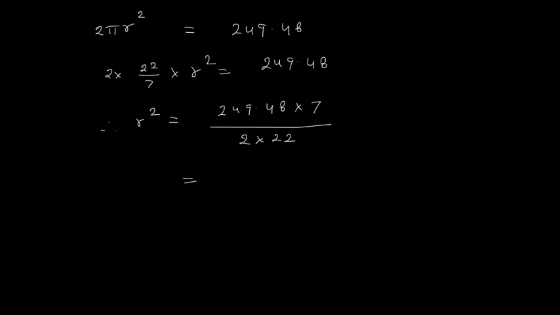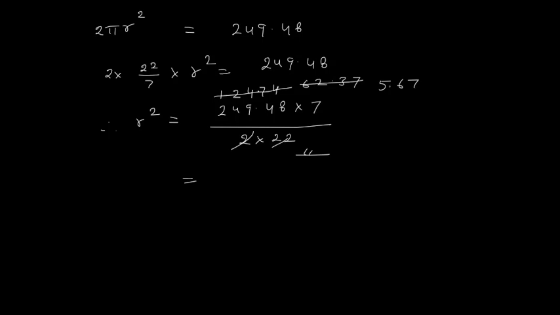So 2 1s are 2, 2 2s are 4, 2 4s are 8, 2 7s are 14, so we get 127.74. This 2 we cut, then with 2 again I will cut. So it will be 11, and here we cut. So we get 2 6s are 12, 2 2s are 4, 2 3s are 6, 2 7s are 14. Now with 11 I will cut. 11 5s are 55, 11 6s are 66, 11 7s are 77.